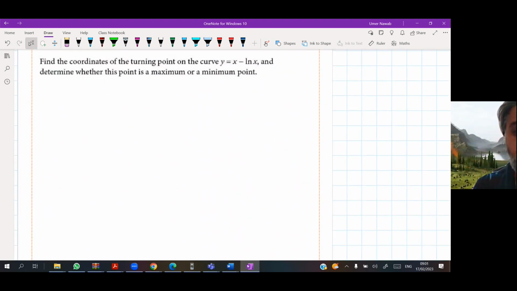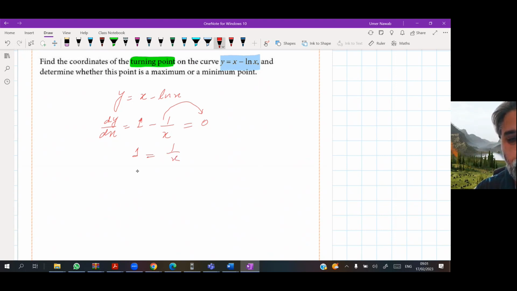Find the turning point. Turning point means I have to get the dy by dx first and put it equal to 0. Copy the function. I'm going to find dy by dx. The derivative of x is 1, minus the derivative of ln x, which is 1 over x, and put it equal to 0. Then send 1 over x to the other side, and then cross multiply. So x will give you 1.